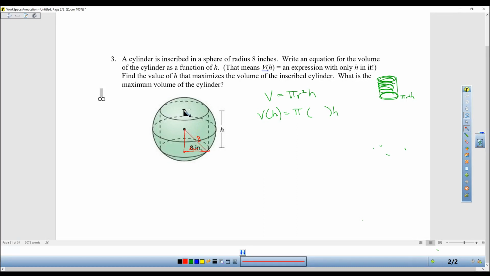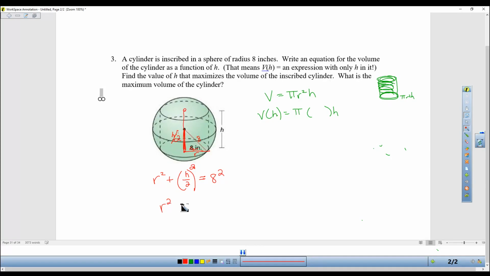And then the key geometry fact that you need to know here is that if the entire height of the cylinder is h, but you've inscribed the cylinder inside the sphere, then this one section will be half of h, or h divided by 2. So my r and my h over 2 are related by the Pythagorean theorem. r squared plus (h over 2) squared is equal to 8 squared.